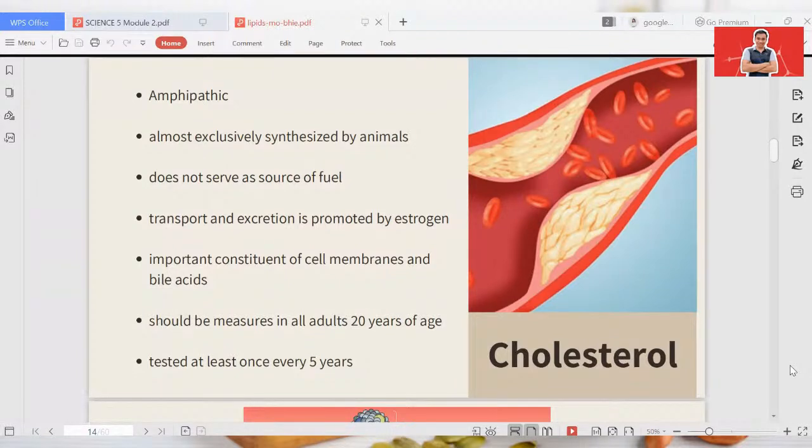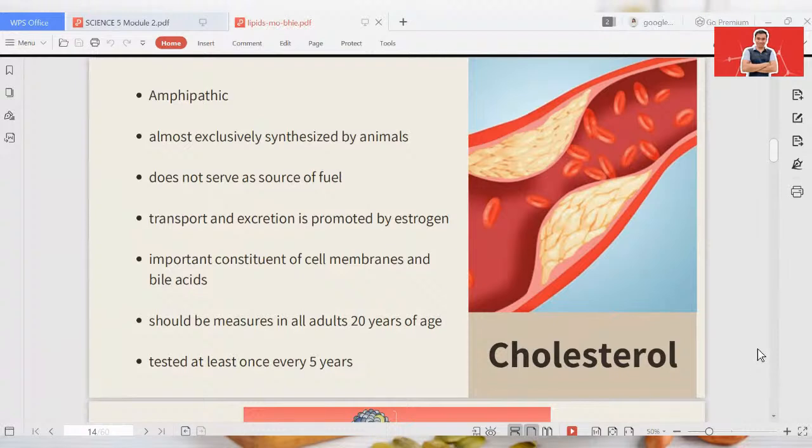Next is cholesterol. Cholesterol is a waxy fat-like substance that's found in all cells in your body. Our body needs some cholesterol to make hormones, vitamin D, and substances that help you digest food.